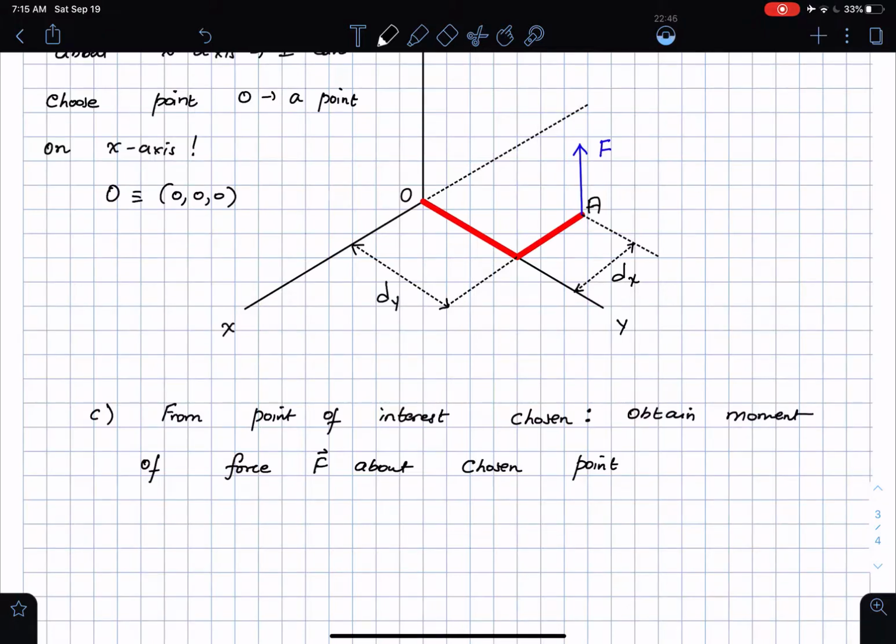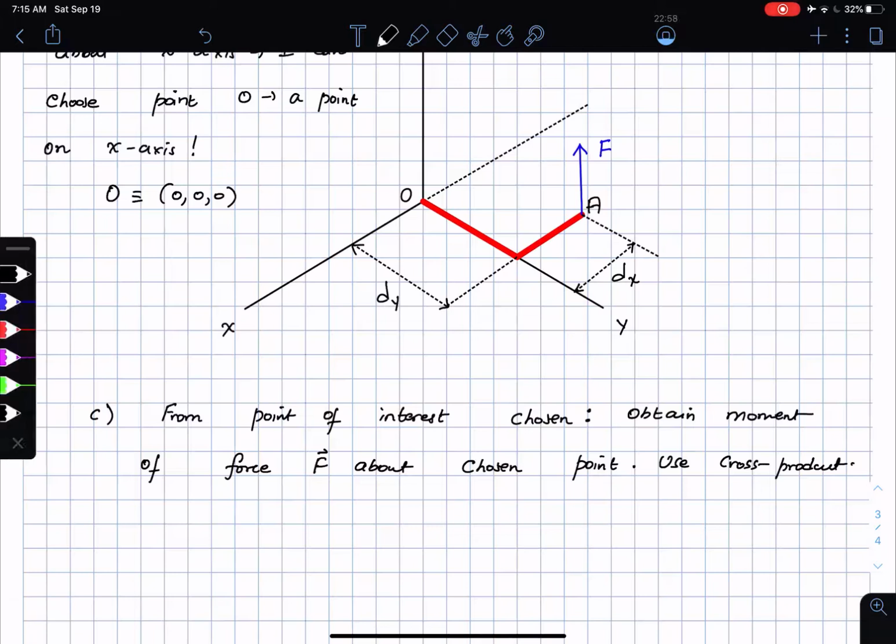Here I use the cross product. If I do the cross product, here is what I end up getting. First thing is I need to find the position vector, right? So what is the position vector? I'm going to go from the point O all the way to the point A. That's going to be my position vector if I am to find the moment about the point O due to this force F. So this is going to be r_OA.